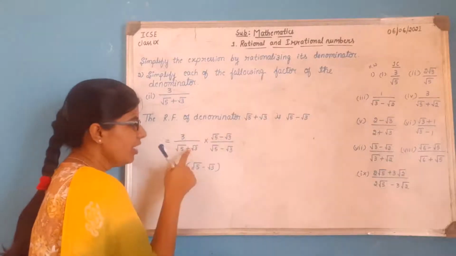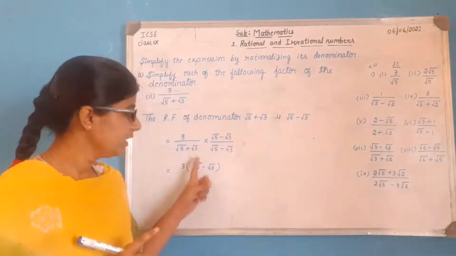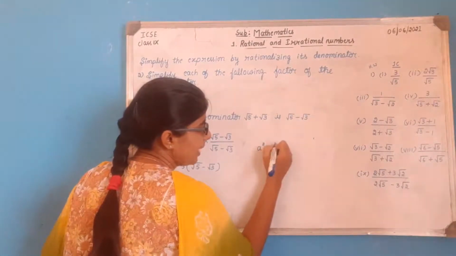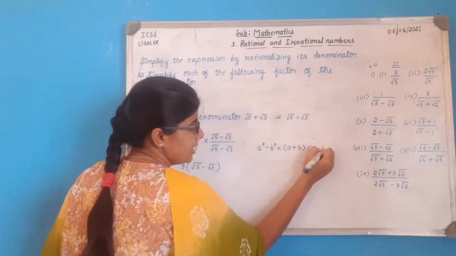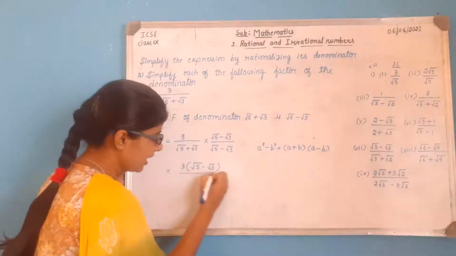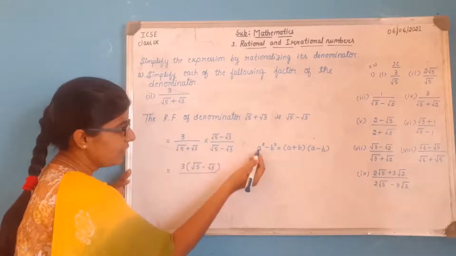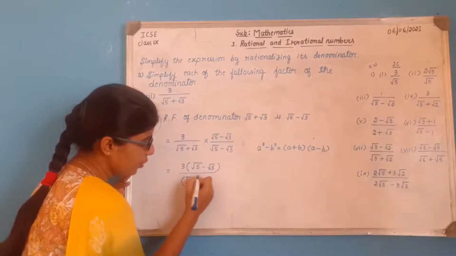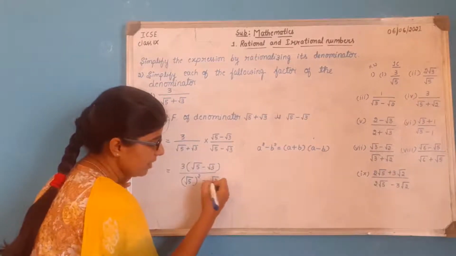Multiply the numerator and multiply the denominator. When you observe the denominator here, it is also in the form of a square minus b square. That is nothing but a plus b into a minus b. So this is a plus b, a minus b. That means we can write it as a square minus b square. What is the a value here? Root 5. So it becomes root 5 whole square minus b square. What is the b value here? Root 3 whole square.